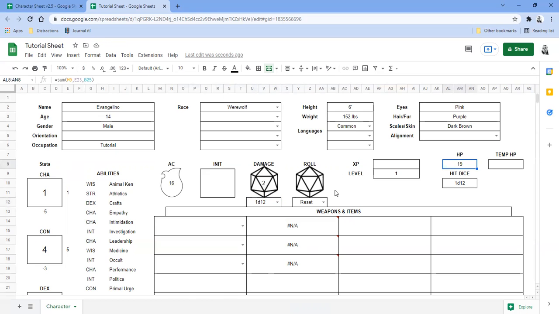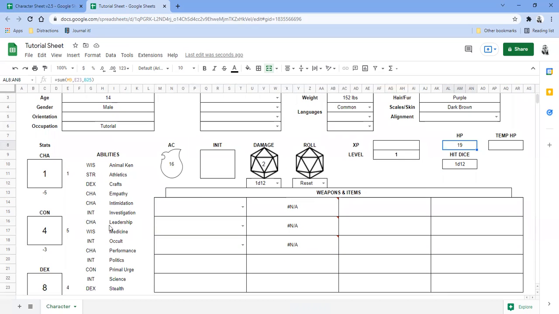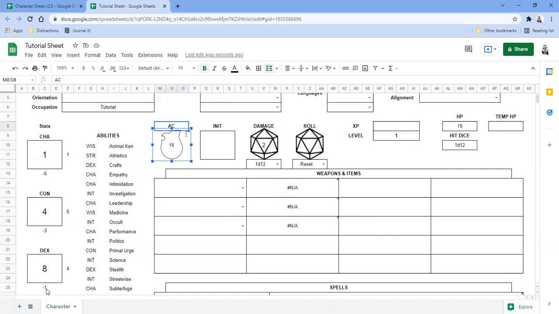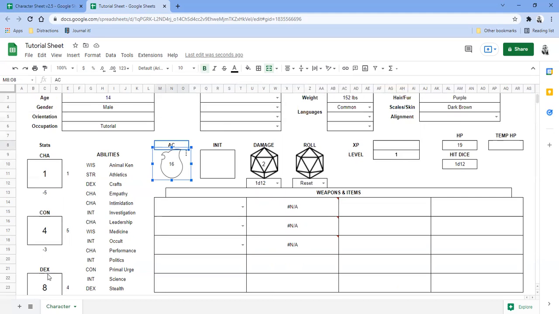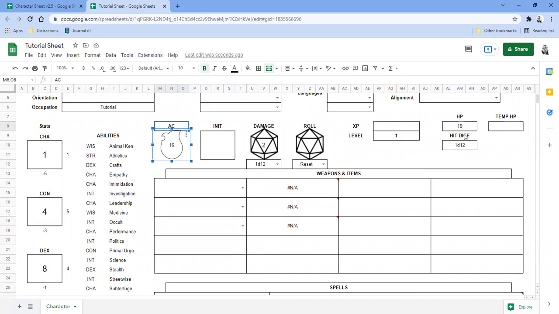Health is determined by your armor class. It is also determined by dexterity. So it takes into consideration, it's basically 16 minus 1 is 15, plus 4 is 19, and that's how we get 19 over here. So let's say Evangelino was hit, they got a 20, and they did 2 damage. His health points are now 17.